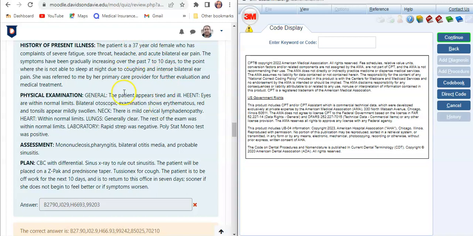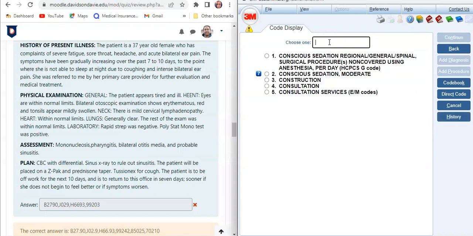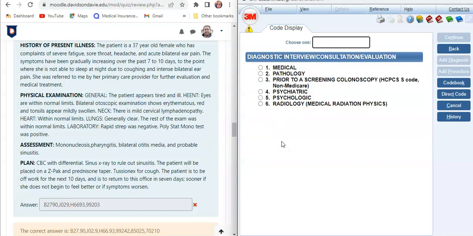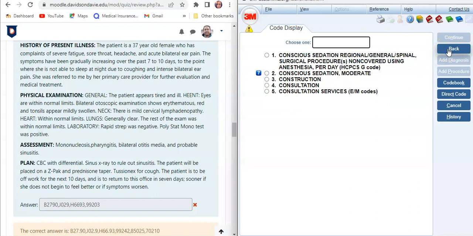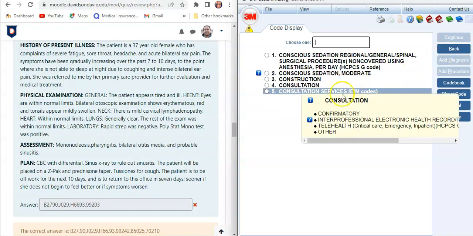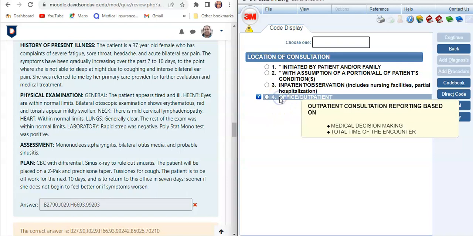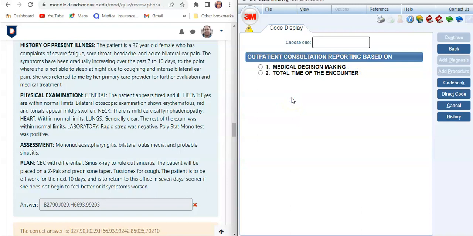And up here it says that this person was referred to her by the primary care provider. So it's a consultation. Okay, consultation. And hold on, let me just make sure I did that right. Okay, we want the EM code. So consultation services EM codes. It was not telehealth or anything like that. It was other. And it was an office visit.